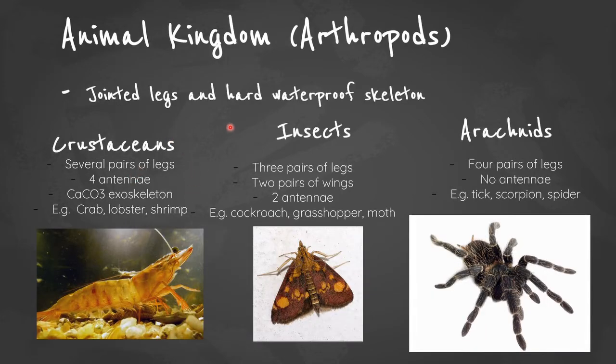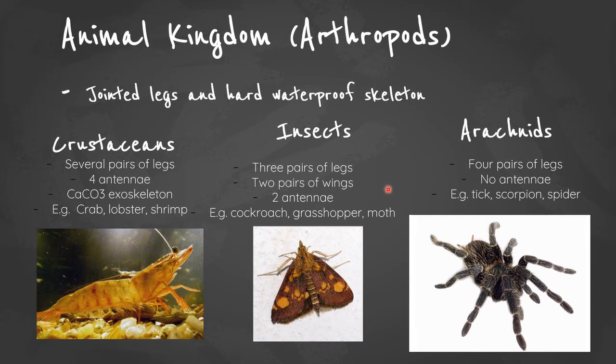The next group are arthropods, and these have jointed legs and hard waterproof skeletons. We can further divide arthropods into various groups. Crustaceans, where there are several pairs of legs, 4 antennae, and a calcium carbonate exoskeleton. For example, crab, lobster, shrimp. So most sea lovers love crustaceans.